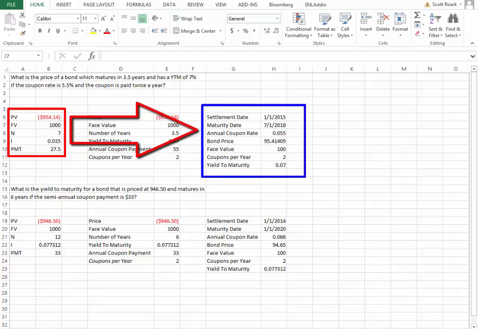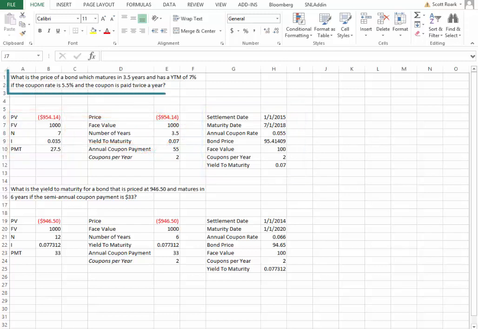So let's start with a simple pricing problem. Up here, what is the price of a bond that matures in 3.5 years and has a yield to maturity of 7% if the coupon rate is 5.5% and the coupon is paid twice a year? To this point, we've just been using these five boxes over here, and I've set those up so they tie exactly to a financial calculator, so it's easy to make that transition back and forth. And so we're solving for the PV here.